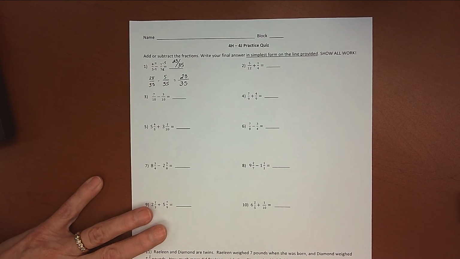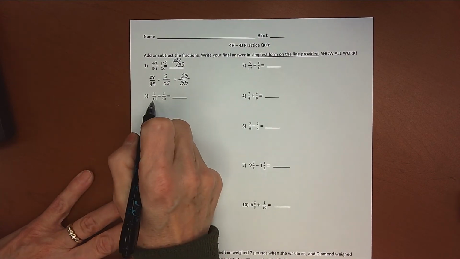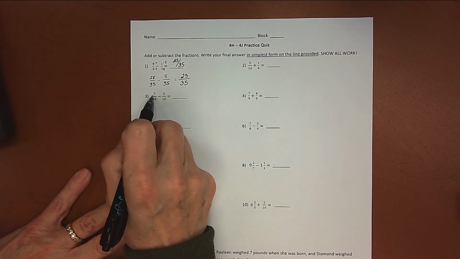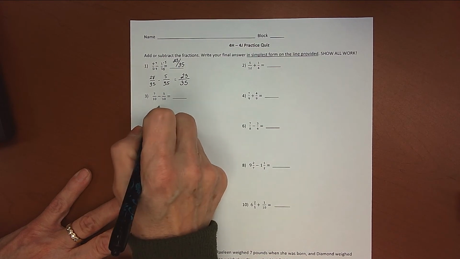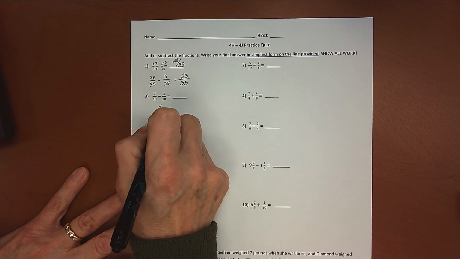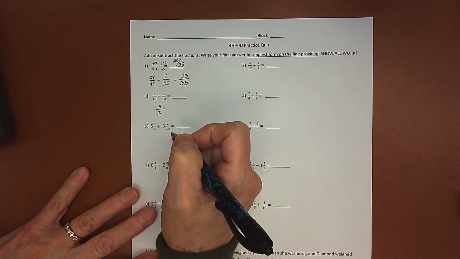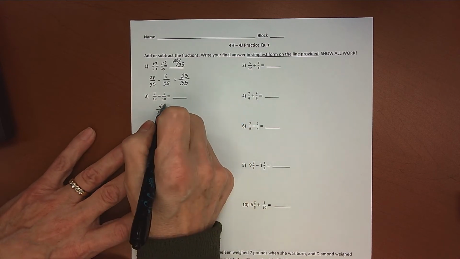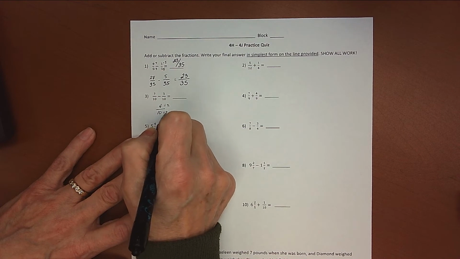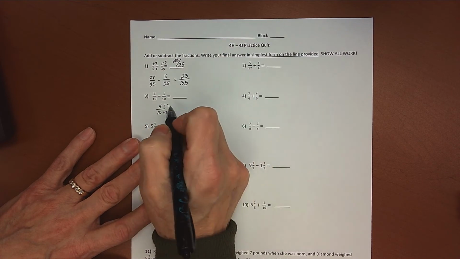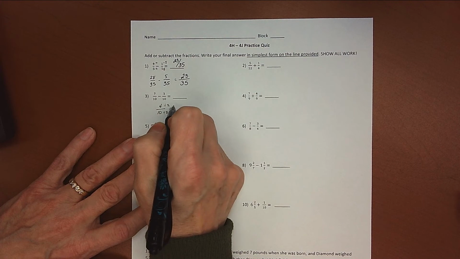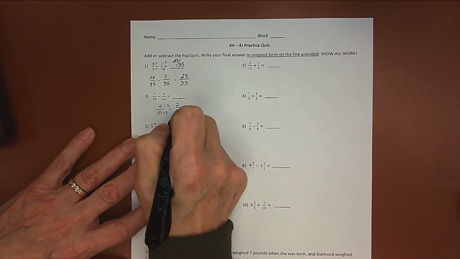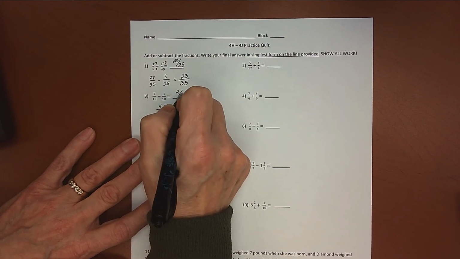Problem number 10 already has a common denominator, so we don't need to get one, and so we just subtract the numerator. So 7 minus 3 is going to give us 4/10. But 4/10 can be simplified, it can be reduced, so we're going to divide both the top and the bottom by 2. 4 and 10 are both even, so both of those can be divided by 2. We will get 2/5, and so our final answer here should be 2/5.